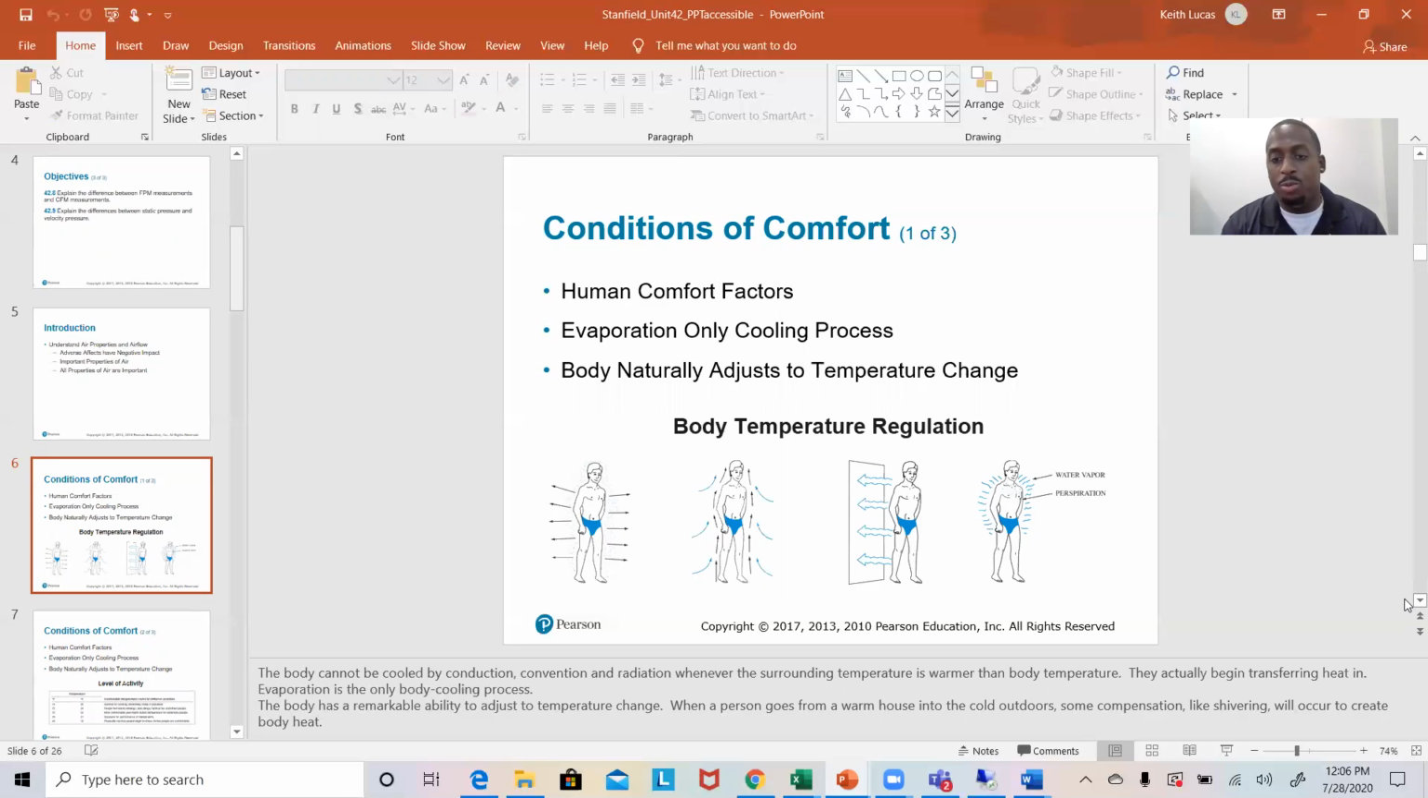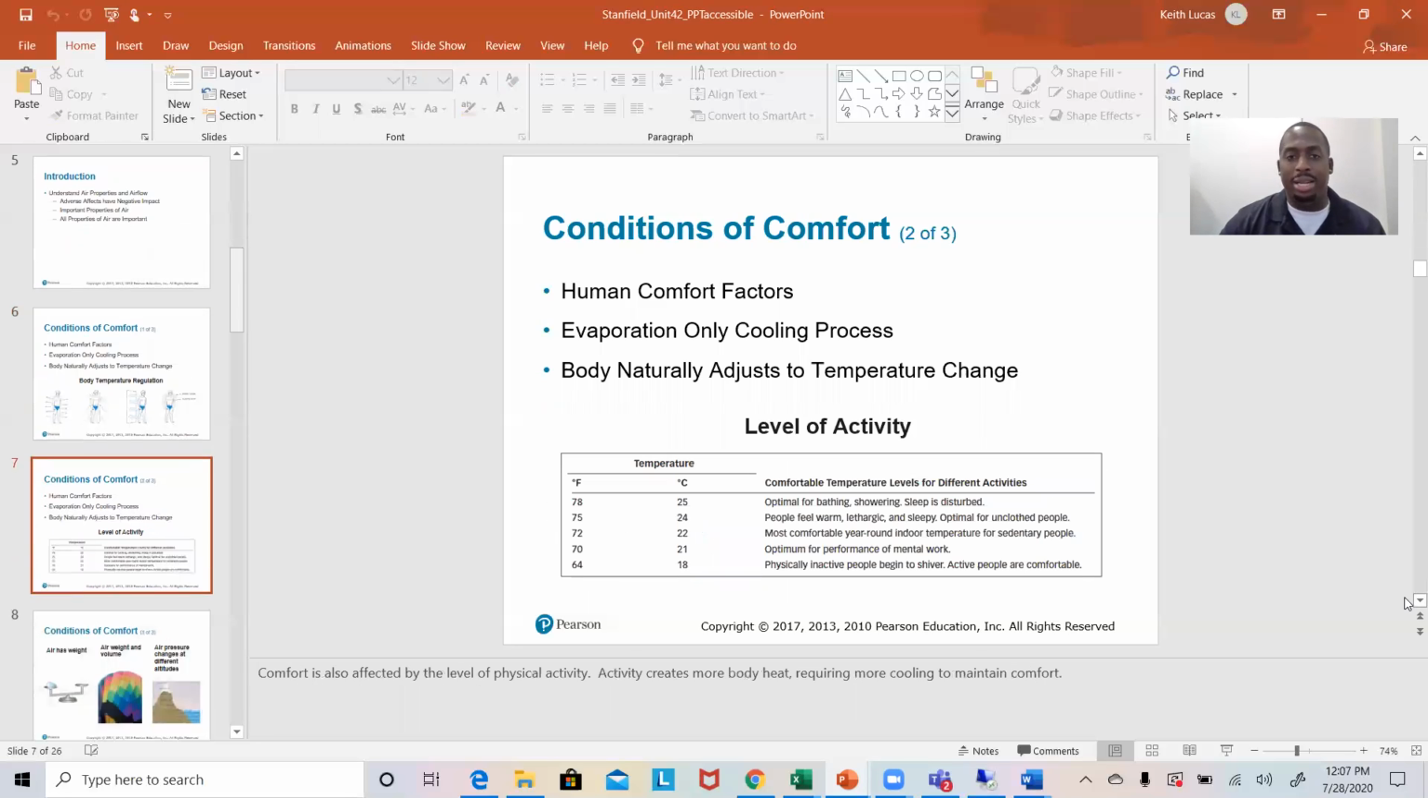When a person goes from a warm house into the cold outdoors, some compensation like shivering will occur to create body heat. So that movement is to create body heat. Your body just automatically does that. It's crazy. So yeah, conditions of comfort. Comfort is also affected by the level of physical activity. Activity creates more body heat, requiring more cooling to maintain comfort.